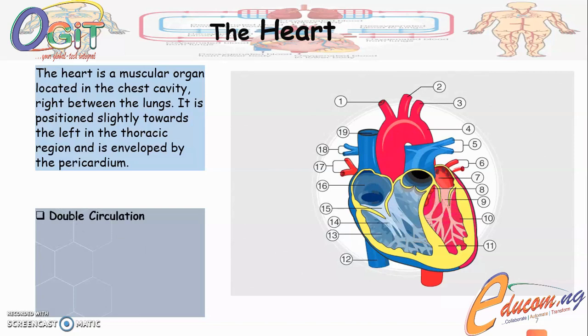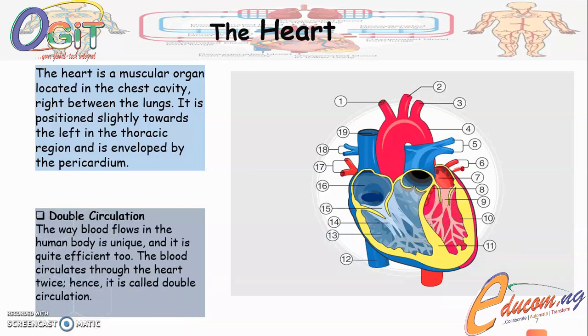Now, when I was talking about the features of circulatory system, I made mention of the double circulation. That the double circulation is a system where blood circulates through 2 loops. Now, I'll talk extensively about double circulation now. The way blood flows in the human body is unique, and it is quite efficient too. The blood circulates through the heart twice, hence it is called double circulation.